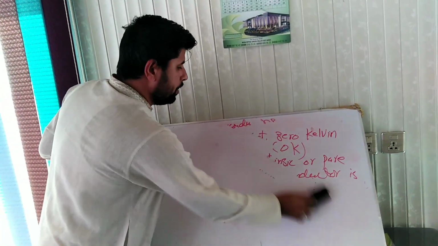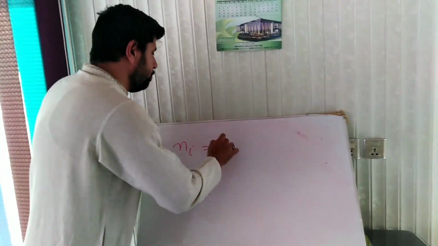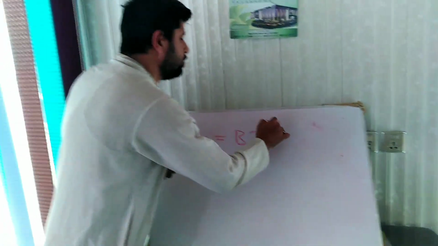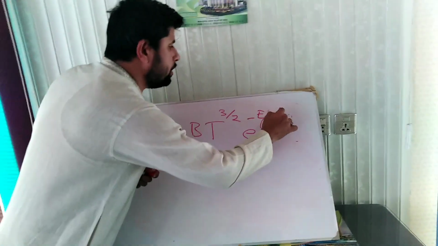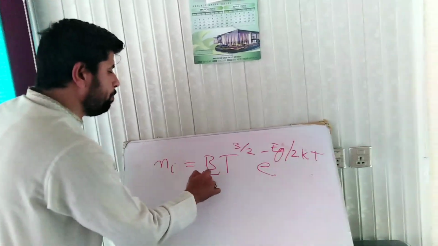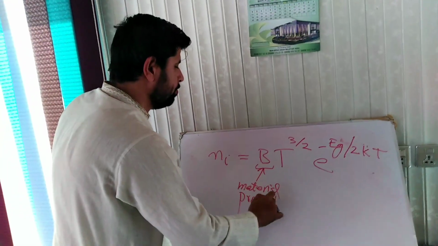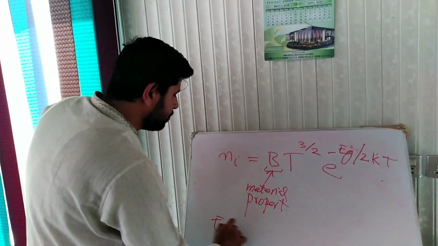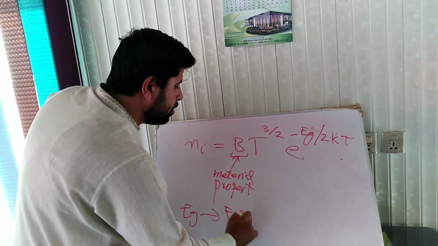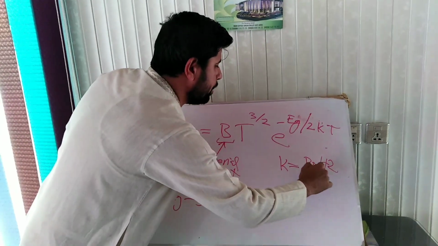That intrinsic concentration can be calculated with an equation: ni is equal to B T to the power 3 by 2 times exponential of minus Eg divided by 2kT. B is the material property, Eg is the energy gap, and k is the Boltzmann constant.